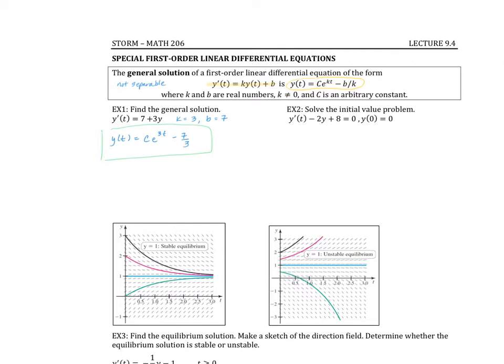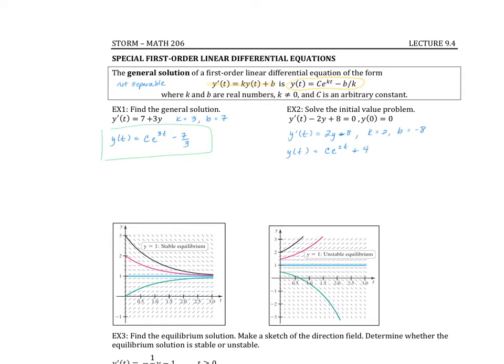In example 2, well, it's not quite what I need, but if I go ahead and get the derivative by itself and add 2y to both sides, I can see that k is equal to 2. Oops, and this should be a minus 8. Sorry, k is equal to 2, and b is equal to negative 8. Okay? Our solution, y of t, will be equal to c e to the 2t minus negative 8 over 2, which would turn into a plus 4.